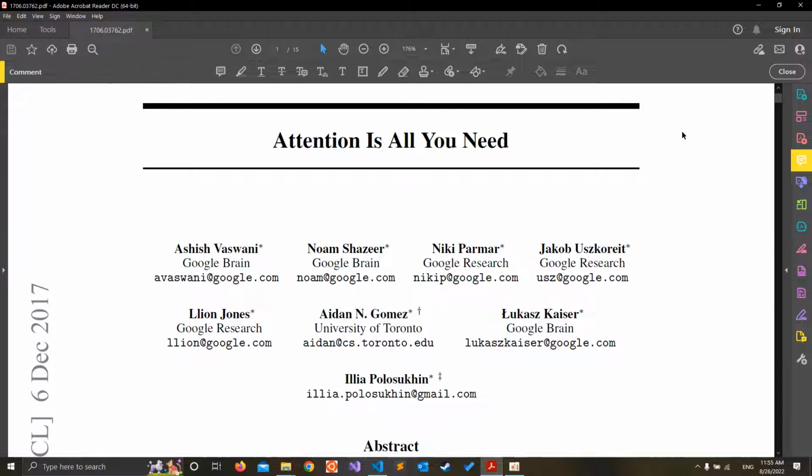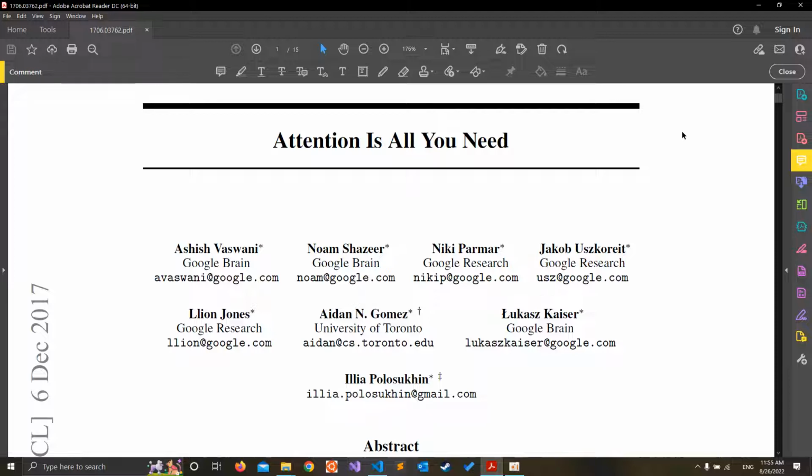We are going to start with reading this paper which introduces transformer architecture in 2017. And this paper was published by Google Brain and Google research team, and we are going to go through this paper from the start to the end, from abstract to the conclusion.